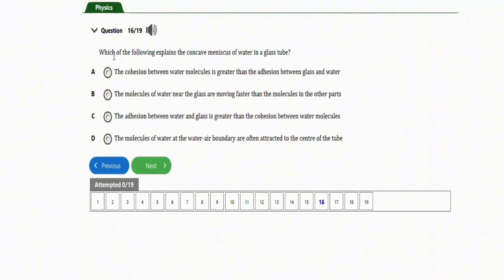It says which of the following explains the concave meniscus of water in a glass tube? We have option A, the cohesion between water molecules is greater than the adhesion between glass and water. No. Option B, the molecules of water near the glass are moving faster than the molecules in the other parts. No. Option C, the adhesion between water and glass is greater than the cohesion between water molecules. Yes. So this is the correct option, C. Alright, let's go to the next question, which is this one.